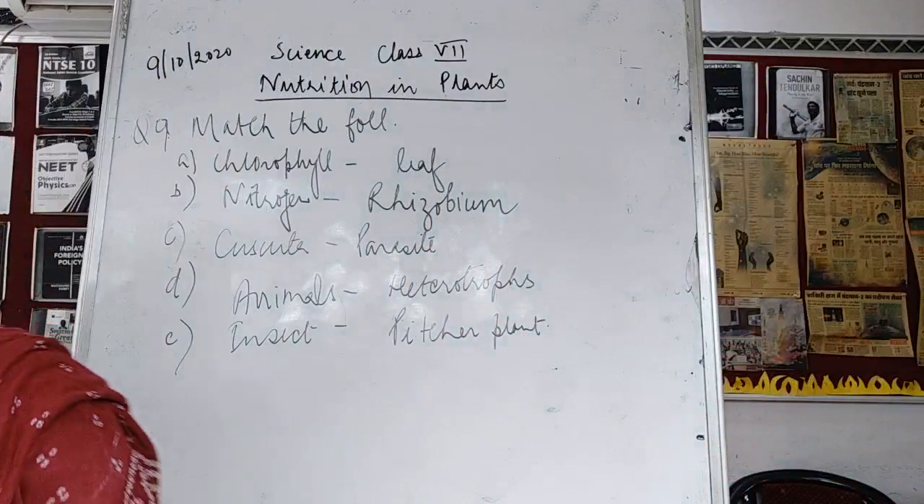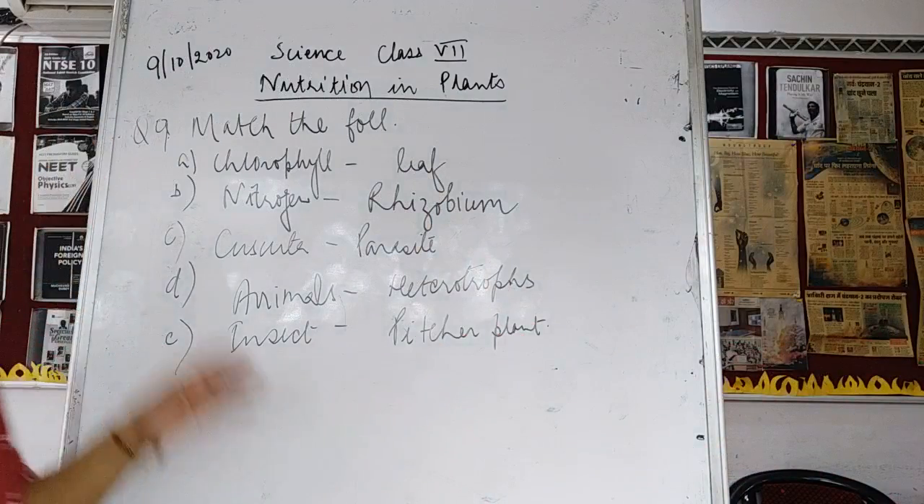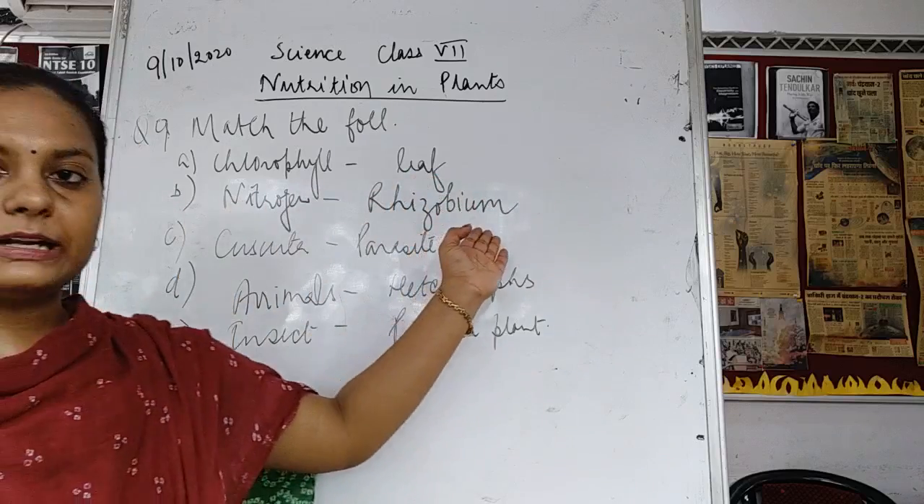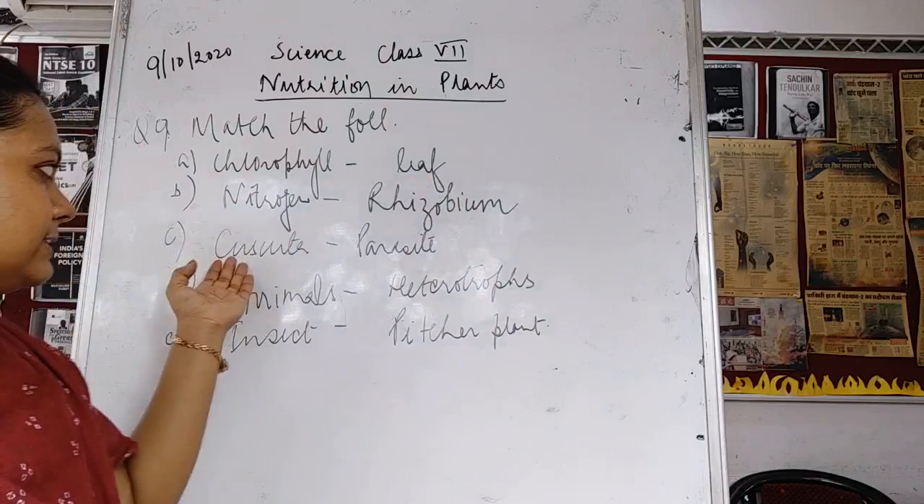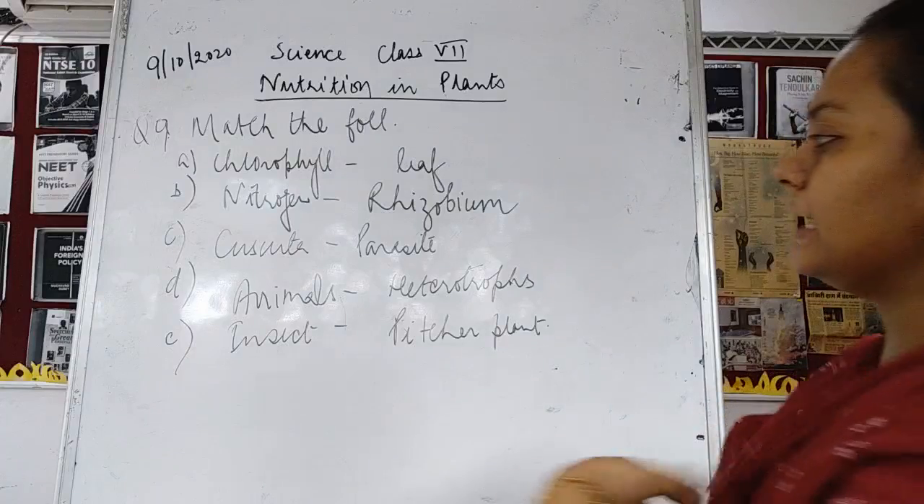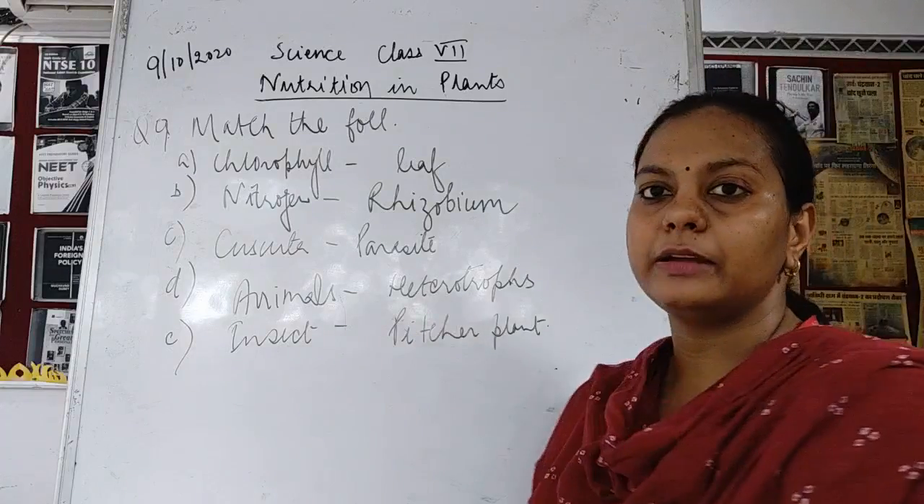So this is how we match the columns. Chlorophyll will be matched with leaves. Then nitrogen will be matched with the bacterium, that is Rhizobium, which fixes nitrogen. Cuscuta will be matched with parasite because it is a parasitic plant. Then animals are heterotrophs and insects are being eaten by the pitcher plant.